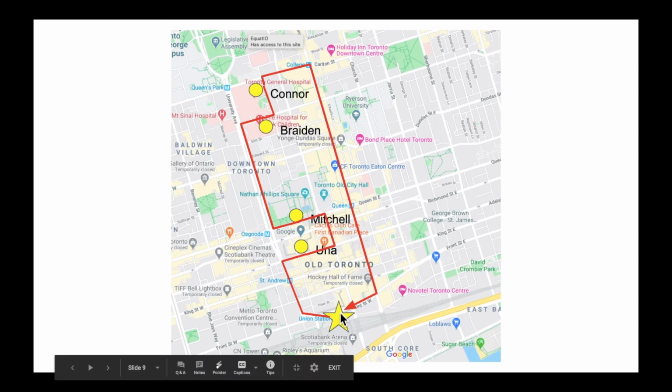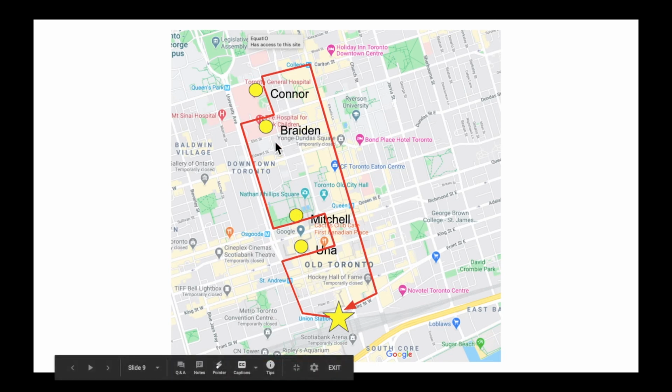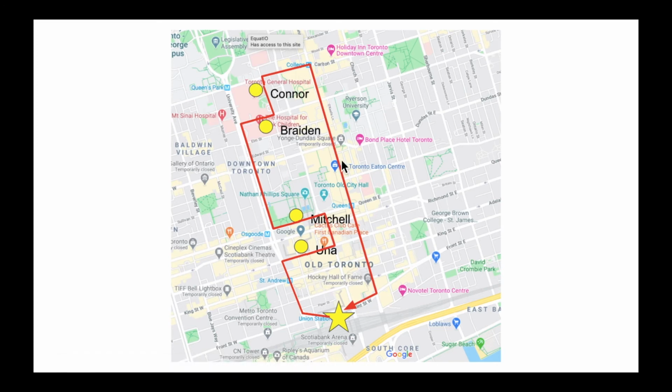And if we think of the train station down here as being like the battery, and these 4 spots here being the loads, you can see that this path that we took is one continuous path, and in that path we have connection to all 4 loads. This would be an example of a series pathway or a series circuit. And if we think of Connor, Braden, Mitchell, and Una as being loads, we would say that those 4 loads are connected in series, because again, there's only one path that connects all of them together.